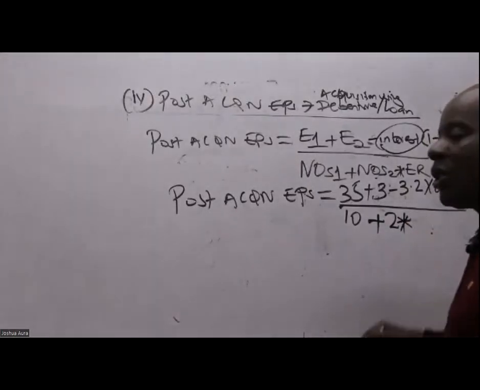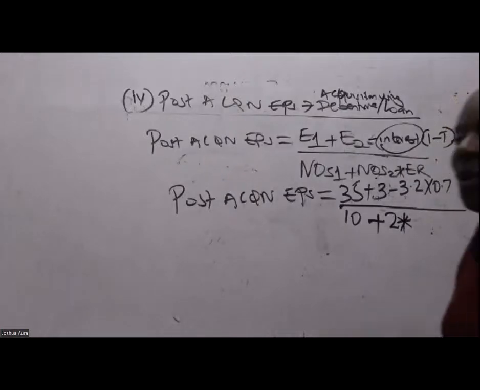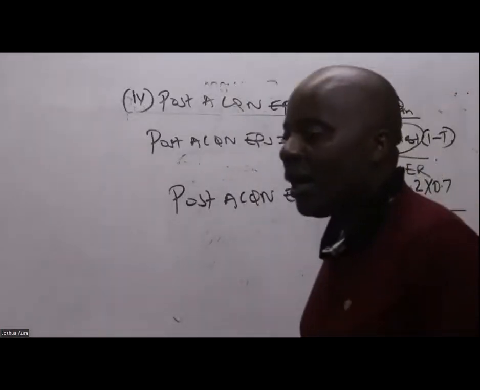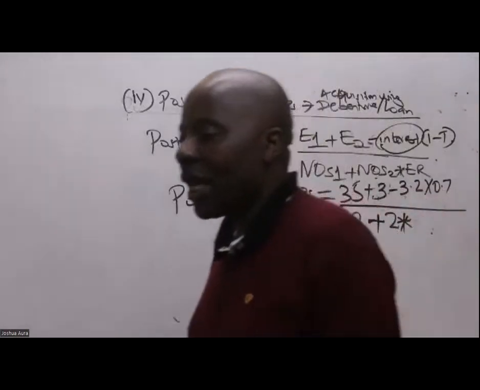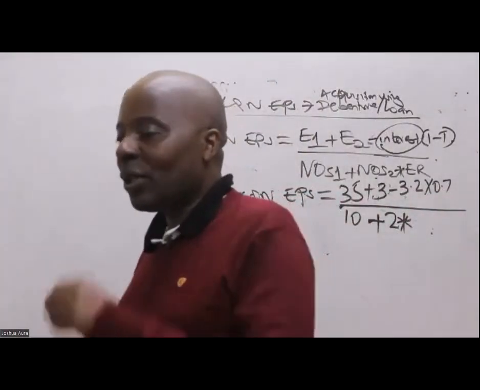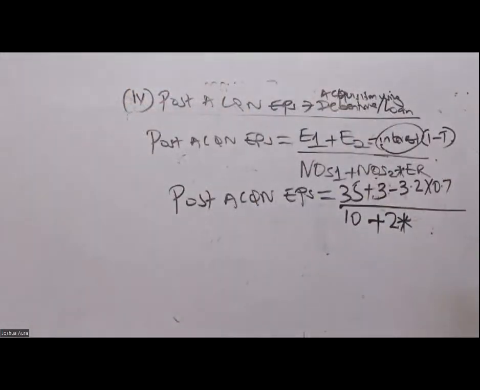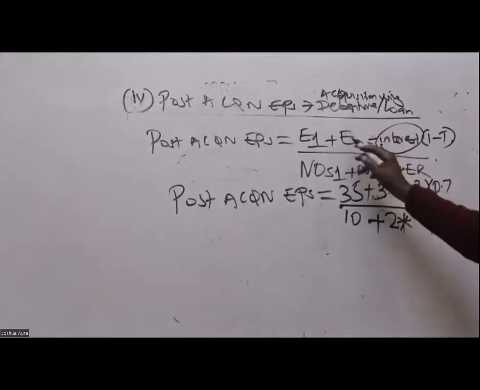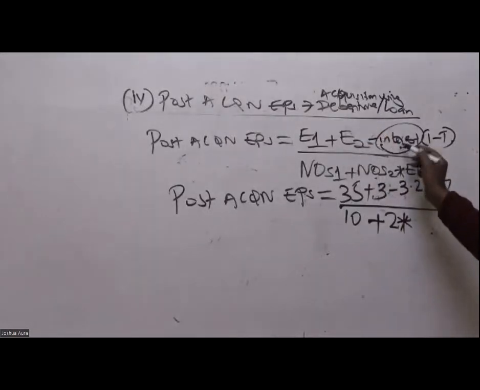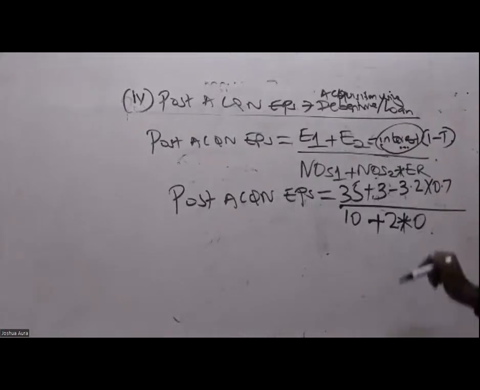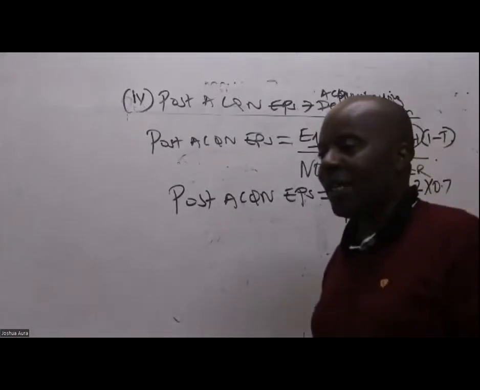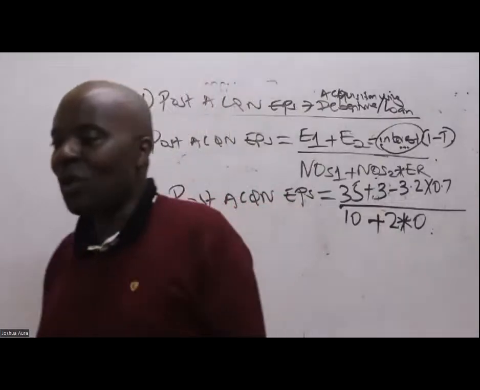Times the exchange ratio. This is something that most of them will not be able to remember. Somebody will tell me that the exchange ratio is a half, and most of them will say it's a half, forgetting that whenever there is a debenture, whenever there is interest, it's a loan, then the exchange ratio should be equal to 0.